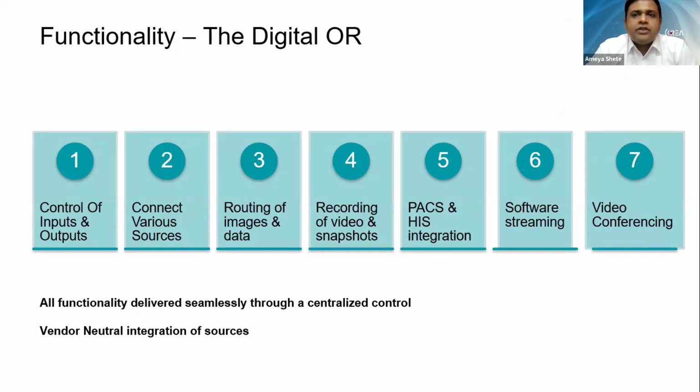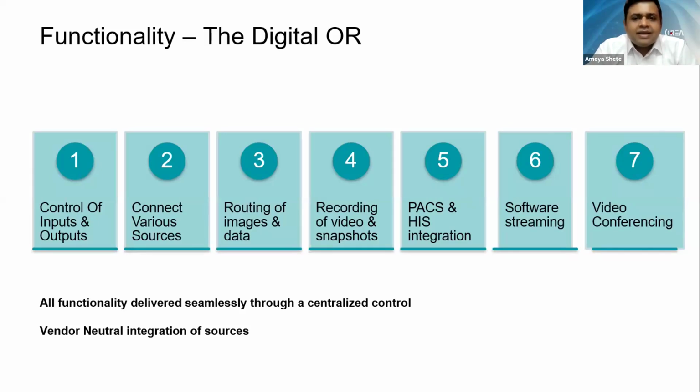Third is routing of images and data. So if you have two different slave monitors in the OR, you should be able to see two different sources on those two different displays. So that is the third point. Fourth is recording of videos and snapshots. You should be able to either record the entire surgery, record the surgery in bits and pieces, take snapshots, do video editing. All of those things should be possible.